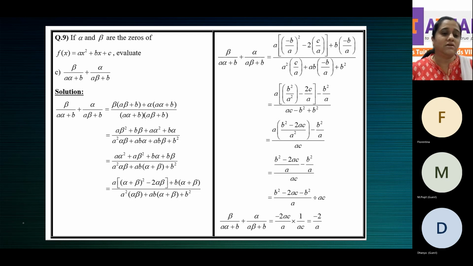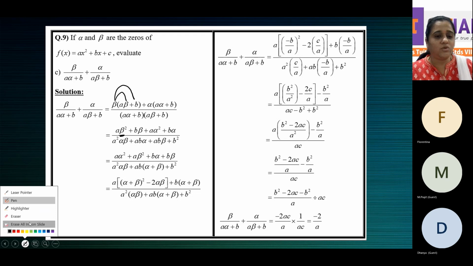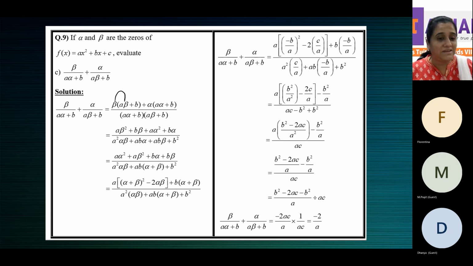Okay. So then open the bracket: a beta square, b. When I multiply, I have written a and b first. I don't write alpha and beta first. So you can see here, beta into a beta is a beta square. Beta into b is b beta. Alpha into a alpha is a alpha square. And alpha into b is b alpha. I told you I'm writing a and b first.